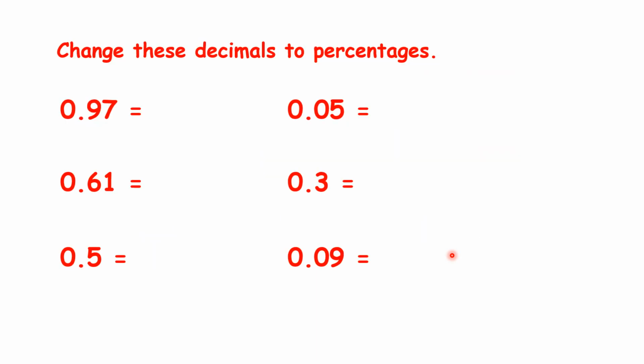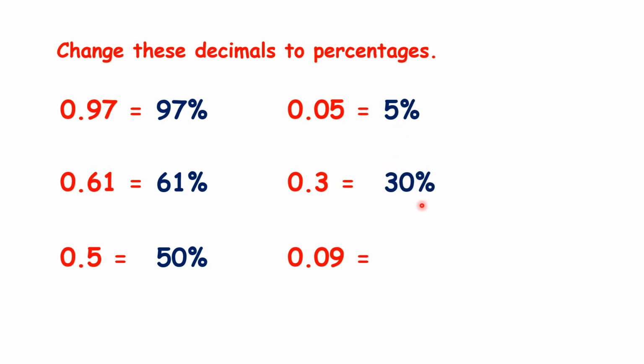So pause the video and see if you can change these decimals to percentages. We have 97%, 61%, 50%, because remember a percentage is a fraction over 100, and if we have 5/10, we have 50 hundredths, 5%, 30%, and 9%.